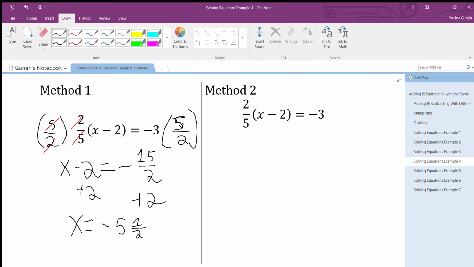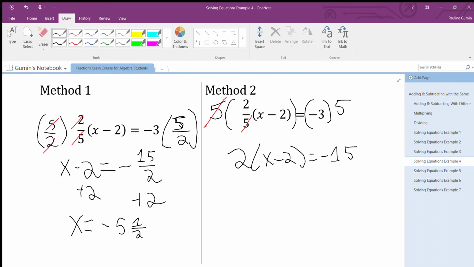Okay, let's continue. Method 2, we're going to get the same answer, but we're going to get rid of just the denominator first. So I'm going to multiply everything by 5. So on this side, cancel, cancel. We have 2 times x minus 2 equals negative 15. Then I can go ahead and divide by the 2. And we're pretty much at the same step.